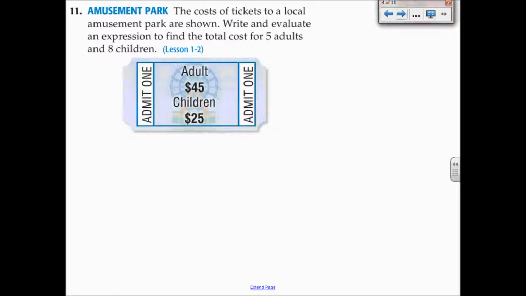Number 11, we have a word problem. It says the costs of tickets to a local amusement park are shown. Write and evaluate an expression to find the total cost for 5 adults and 8 children. So it says adults are 45, and I have 5 of them. So to find the total cost, I would multiply those. So I'd say 5 times 45. And then I also want to know how much it would be if we also have 8 $25 tickets, 8 children. So 8 times 25.